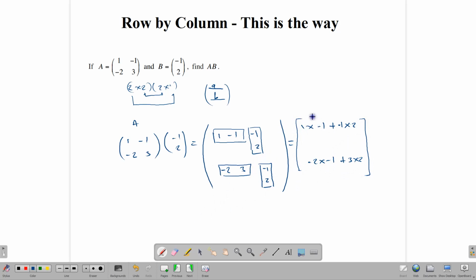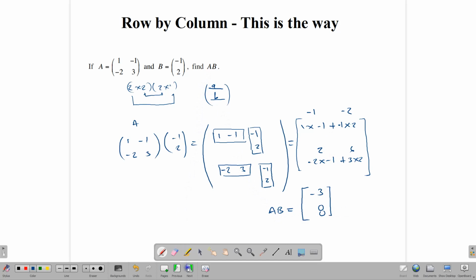So 1 times -1 is -1. -1 times 2 gives us -2. -2 times -1 gives us 2, and 2 times 3 gives us 6. So our final answer becomes AB equal to -1 plus -2, which gives us -3, and 2 plus 6 gives us 8. And this is the answer for the matrix product AB.